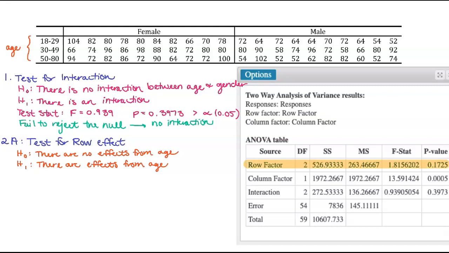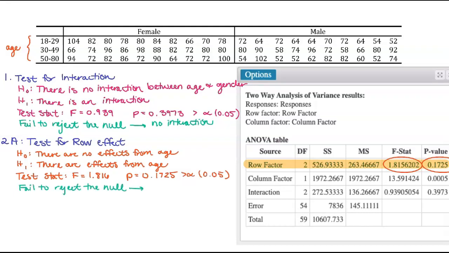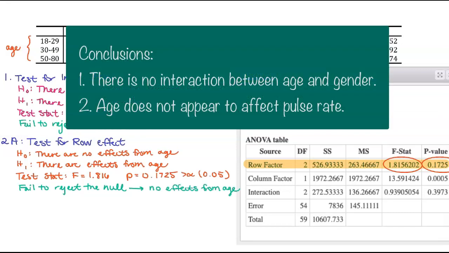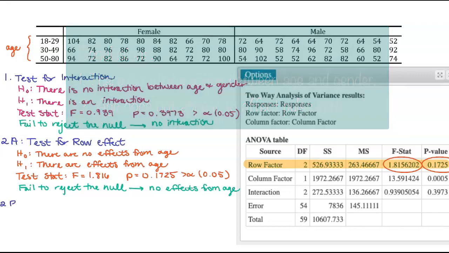From StatCrunch, we'll look at the row titled Row Factor. We find our test statistic, F, equal to 1.816, and our p-value equal to 0.1725. We again have a large p-value, greater than our level of significance, alpha, which is 0.05. So for this test, we also fail to reject the null. And we conclude that there are no effects from age. In other words, age does not appear to affect pulse rates. Finally, we test for column effect.